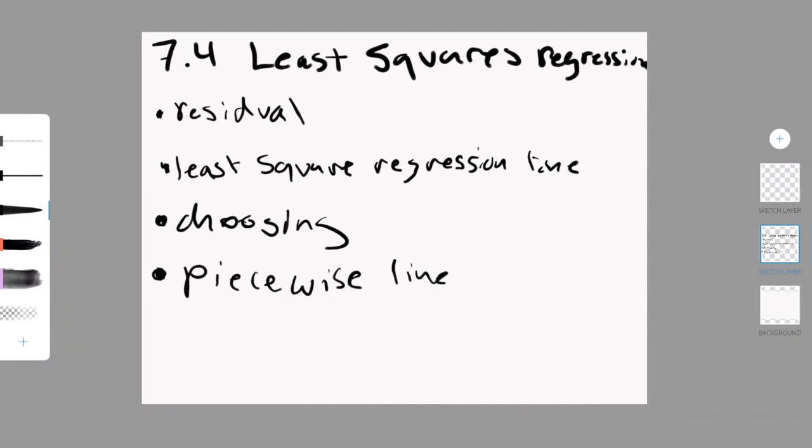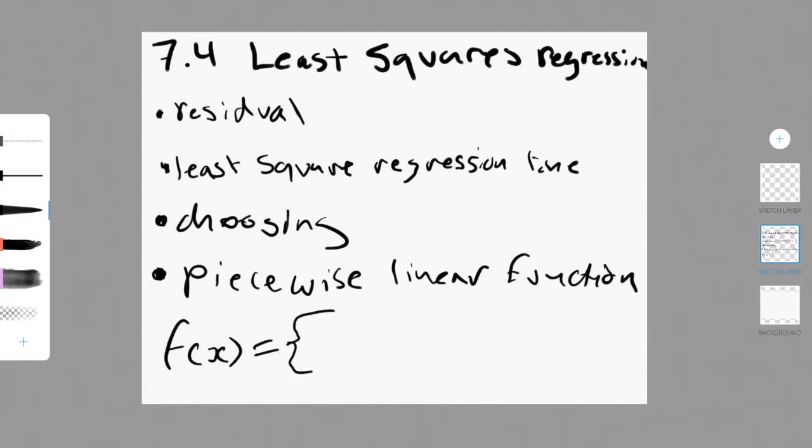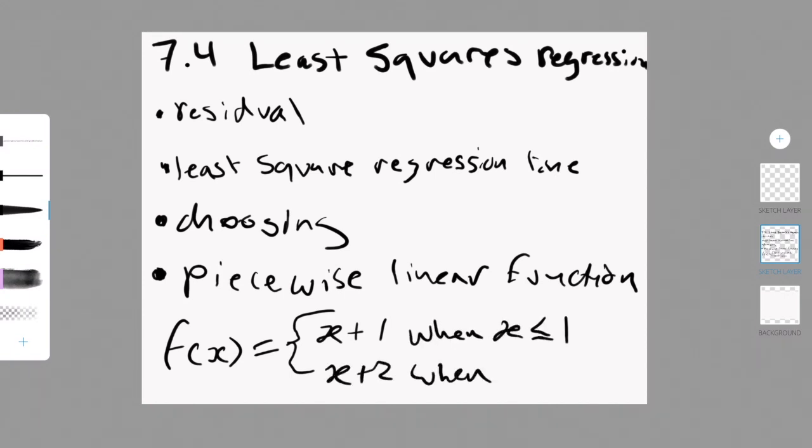The last thing you have to know in 7.4 is about piecewise linear functions. These are functions that you cannot represent with a single linear function, because something changes where you would need two linear functions or more. So here's an example.